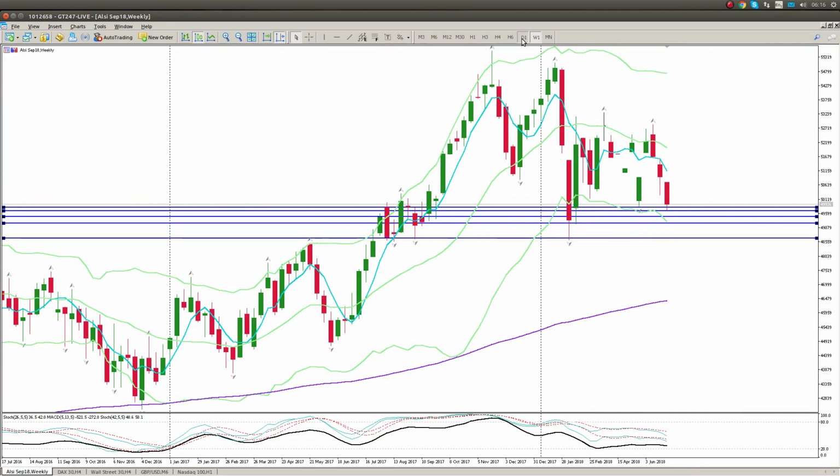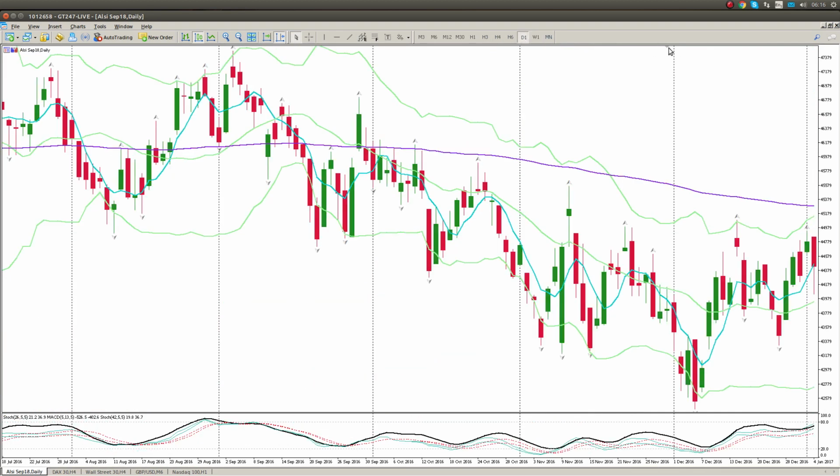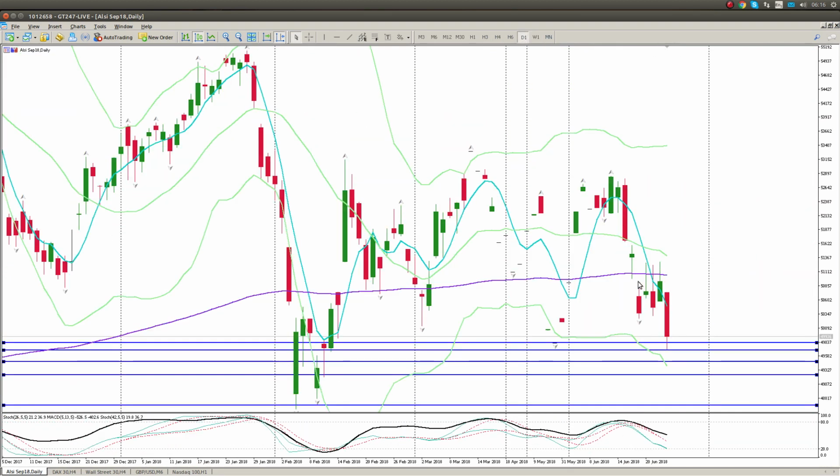So let's just get to the daily. Yesterday we had these tails to the top on the 200 moving average, which I was concerned about, and we fell off 1,200 odd points.